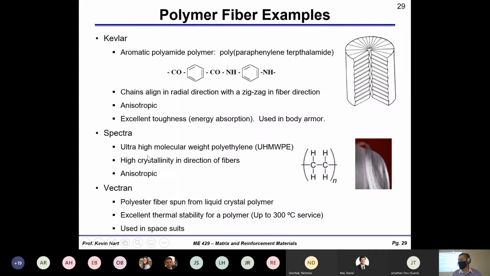All right. Spectra is a little bit different. It's ultra-high molecular weight polyethylene, which has been made into fiber. It is probably the most basic of polymers, just a very simple carbon and hydrogen chain. It's so basic. Very anisotropic.